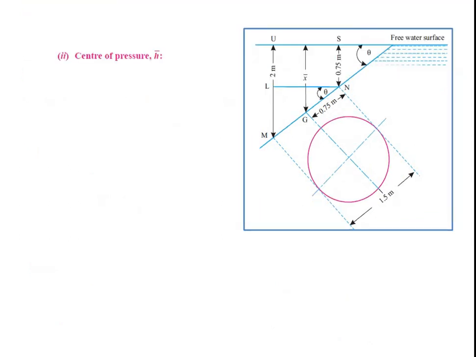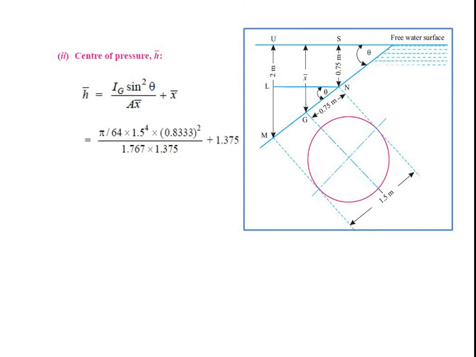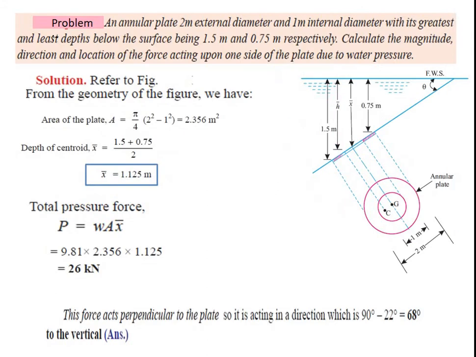Now again for center of pressure h bar, we know that h bar equals Ig sin square theta divided by A x bar plus x bar. What is the value of Ig? Ig is nothing but pi by 64 d raised to 4. So it is pi by 64 into 1.5 raised to 4 into sin square theta, that is 0.833 bracket square, divided by 1.767, which is the value of A x bar plus x bar. So putting these values, h can be given as 1.4 meter.